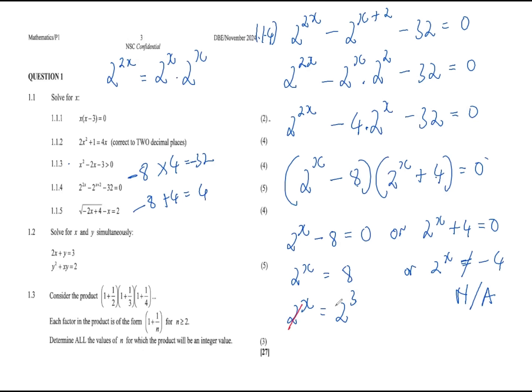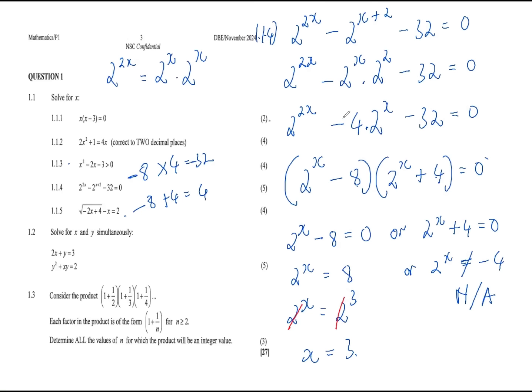So the bases are 2 and 2. We drop them off and then we just equate the what? The exponents. So that is x is equal to 3. So we only have one solution there. Our x is equal to 3. There is no solution for this one because it's negative, and there is no exponent that produces a negative value. Now, this is one way in which you could have done that for 5 marks, right?